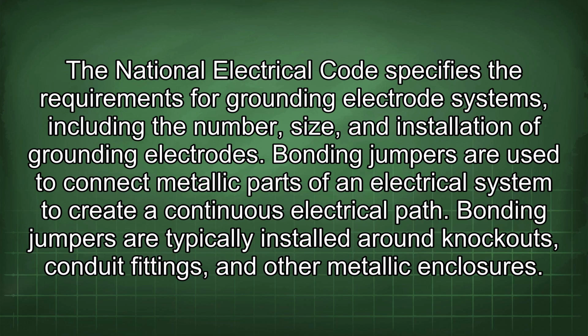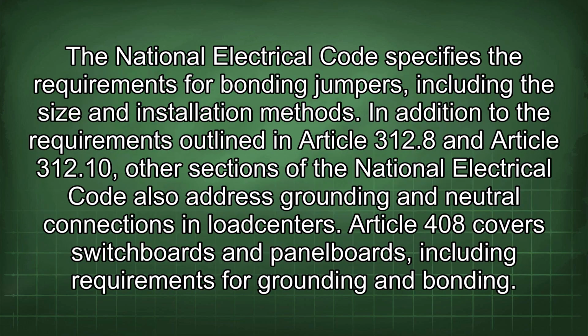Bonding jumpers are used to connect metallic parts of an electrical system to create a continuous electrical path. Bonding jumpers are typically installed around knockouts, conduit fittings, and other metallic enclosures. The National Electrical Code specifies the requirements for bonding jumpers, including the size and installation methods.